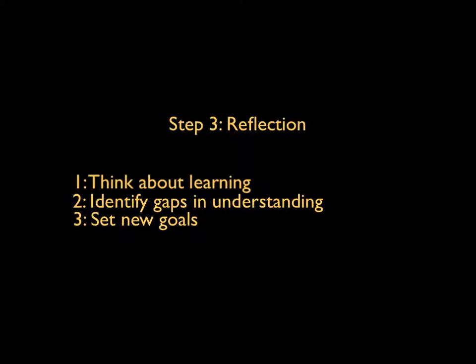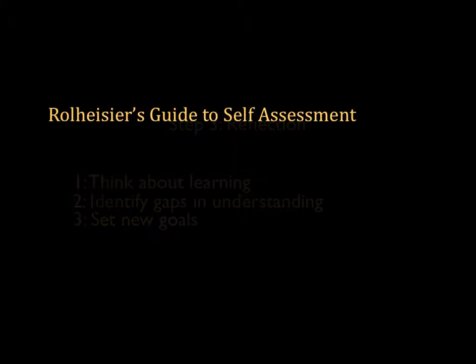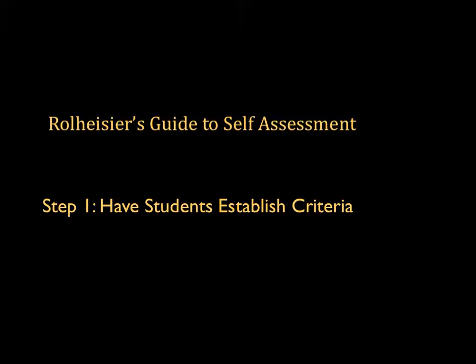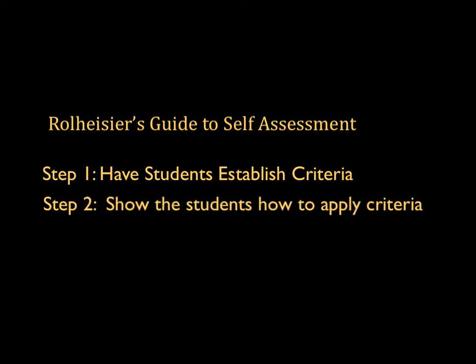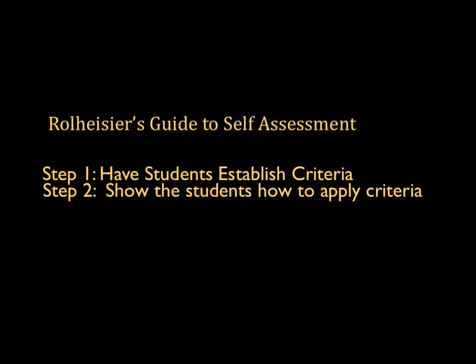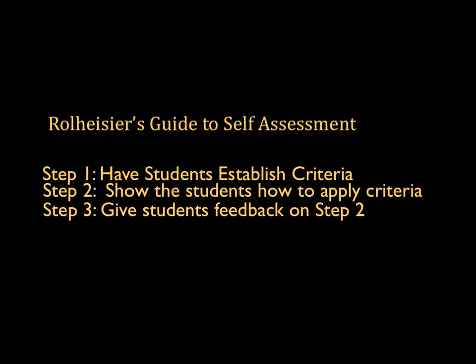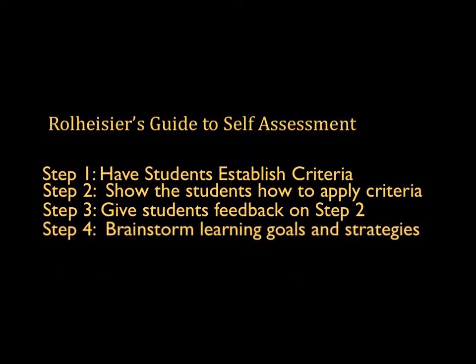Don't worry if the self-assessment process still seems overly complicated. Rolheiser did us all a favor and broke the process down to 4 manageable steps. Step 1, have students establish criteria. Step 2, show the students how to apply said criteria in order to evaluate sample work. Step 3, provide the students feedback on how they did during Step 2. And Step 4, have the students brainstorm new learning goals and strategies that will help them achieve said goals.